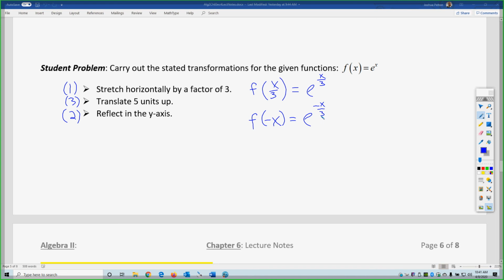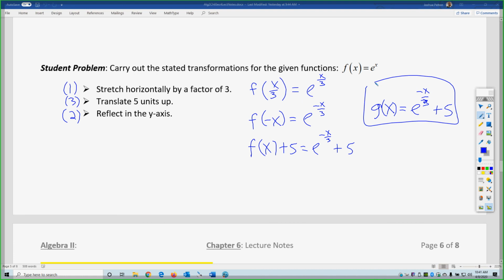And lastly, translating up 5, that's changing y, so that needs to be on the outside, adding 5. So that's e to the negative x over 3 plus 5. Our new function, which we'll call g of x, you can call it anything you want, just not f of x, is e to the negative x over 3 plus 5. Okay, that is the end of part 3.